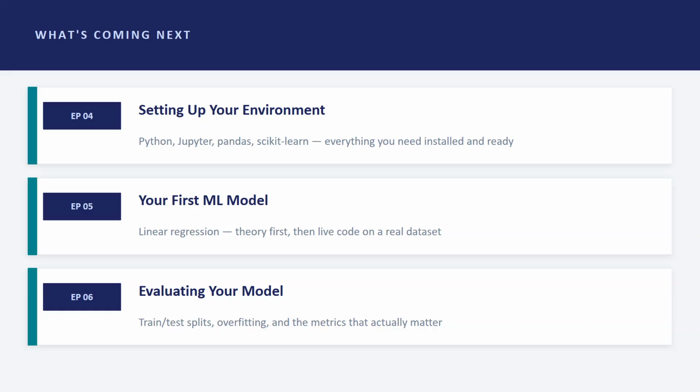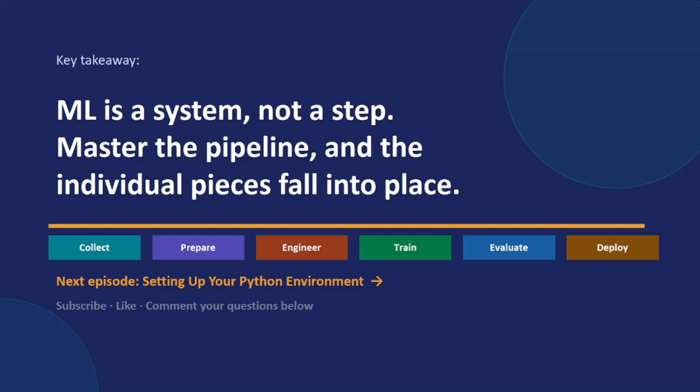To close off, one sentence to take away from today. ML is a system, not a step. Master the pipeline and the individual pieces fall into place. These 6 steps again: collect, prepare, engineer, train, evaluate, and deploy. Every algorithm we build from episode 5 onward will slot into this framework. When something goes wrong in your model, you will know exactly which stage to look at.